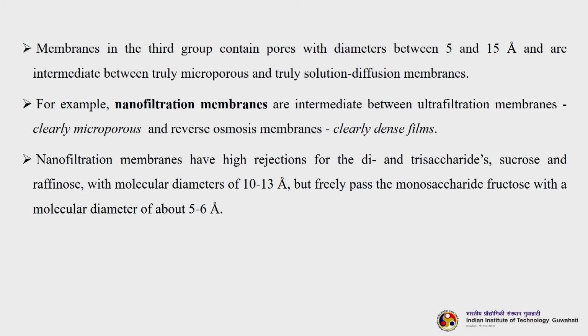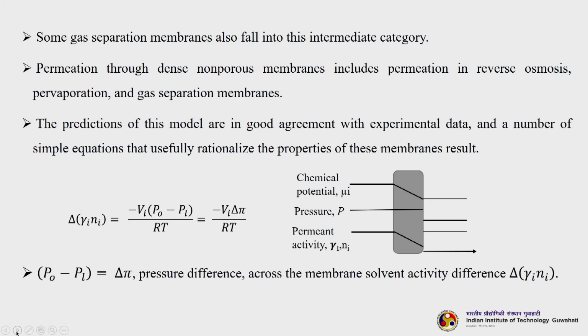So, nanofiltration membranes have high rejections for di- and trisaccharides, for example, sucrose and raffinose with molecular diameter of 10 to 13 angstrom, but freely pass the monosaccharide fructose, okay, with a molecular diameter of 5 to 6 angstrom. So, you can understand that the diameter of the molecule, the size, plays an important role. Okay. Eventually, the membrane material or the top layer membrane material will determine the separation efficiency. Some gas separation membranes also fall in this intermediate category.